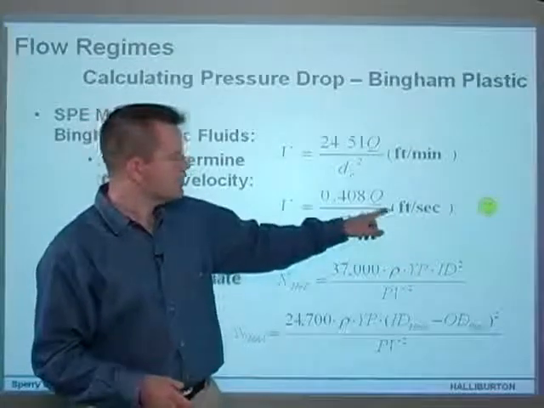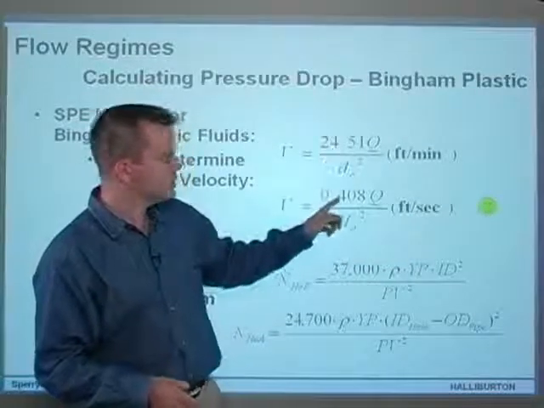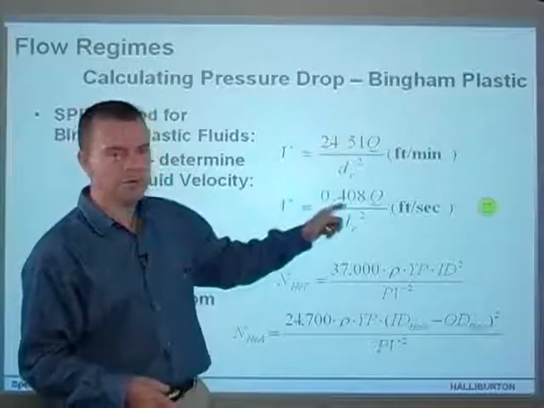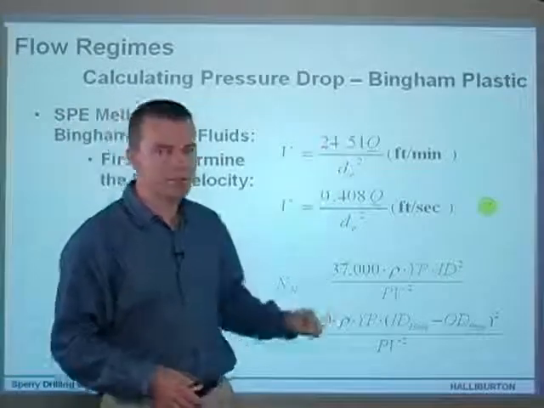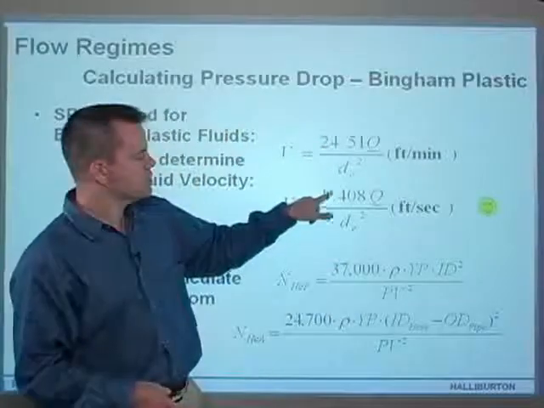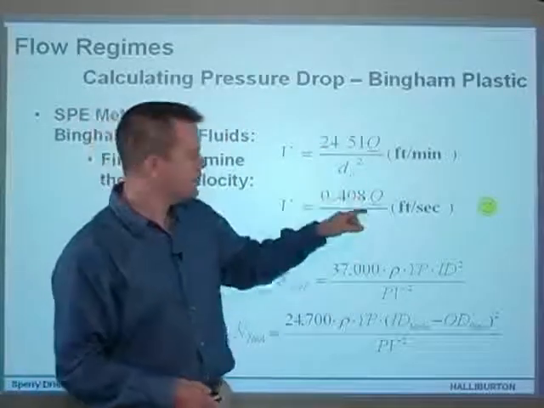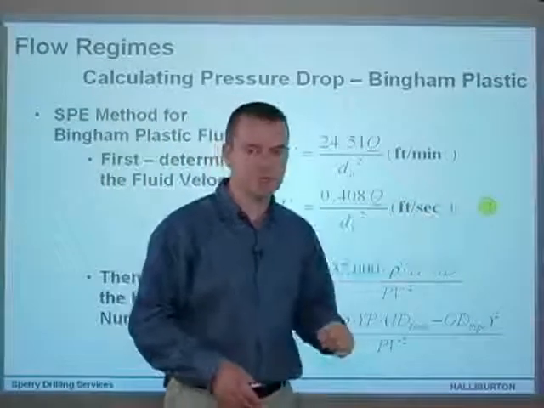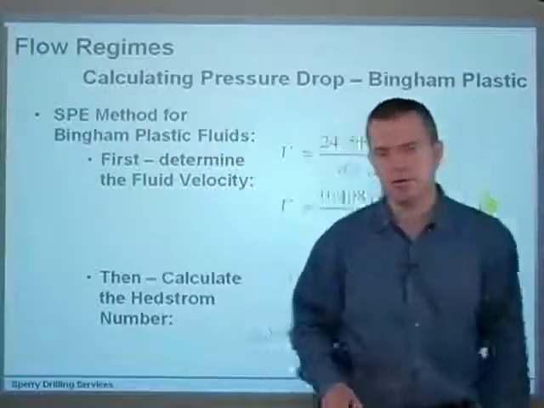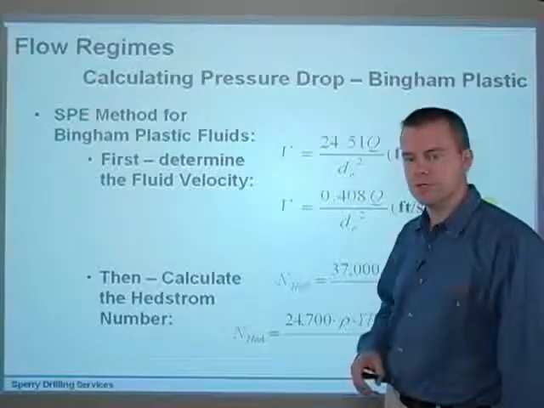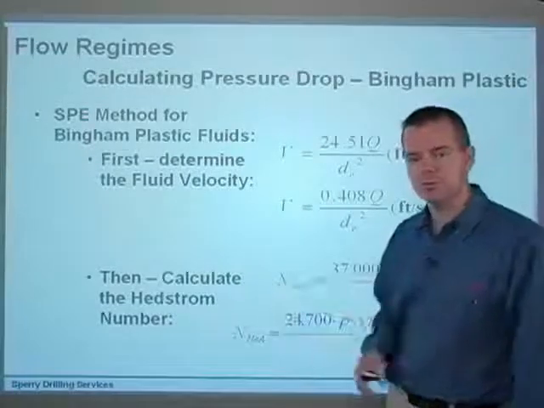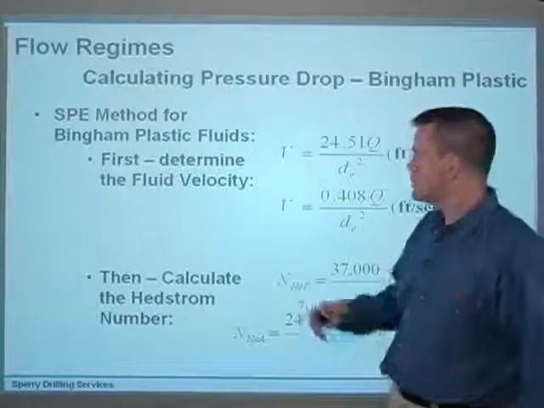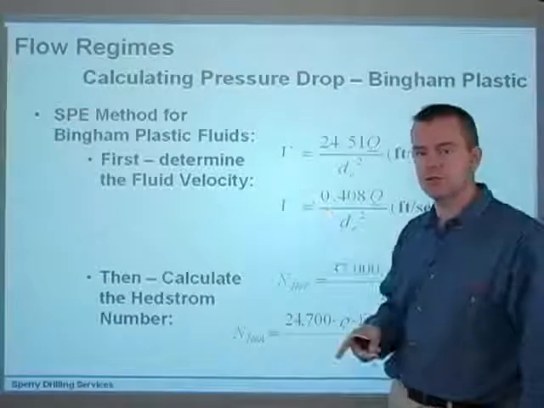I'd use this one in preference to that one because this constant is more accurate than that constant. That constant's derived from this one, and it's an approximation, or more of an approximation than this one is. So using this one, that's why I put a little smiley face there, you'll get a more accurate fluid velocity. You can convert it to feet per minute just by multiplying by 60, obviously. That's what's happened in the constant here, but they've rounded it up.